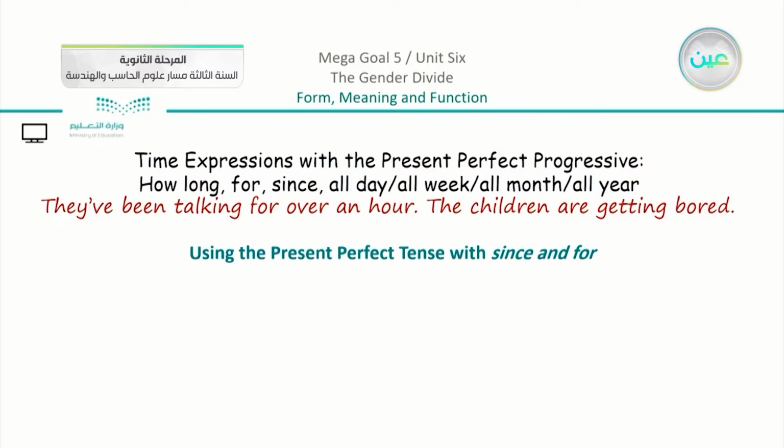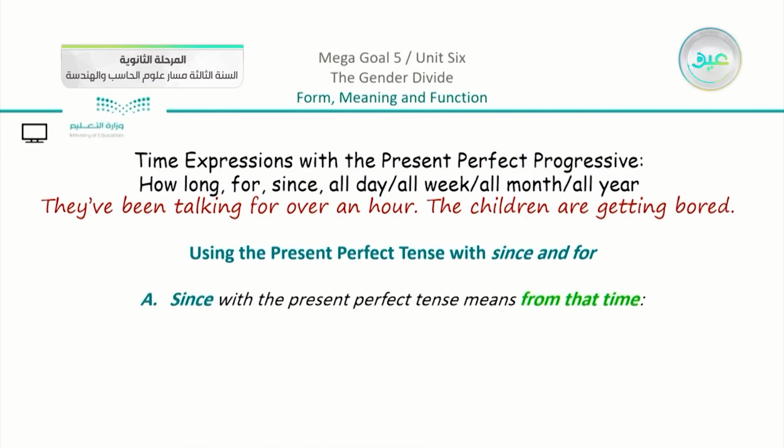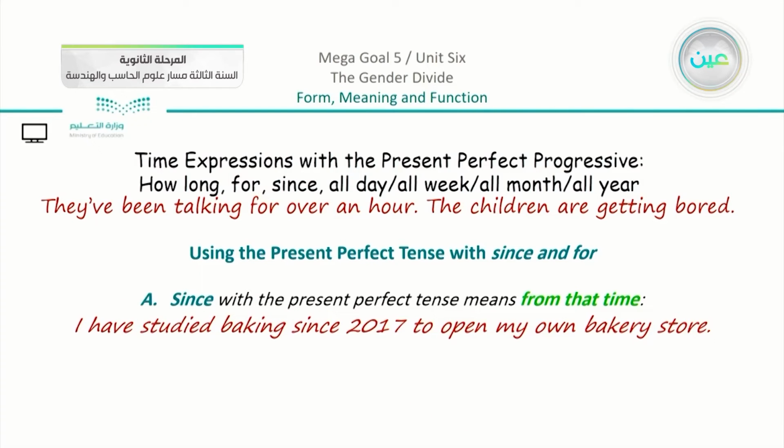Now using the present perfect tense with "since" and "for," we are going to focus on "since" first. With the present perfect tense, it means from that time. I have studied baking since 2017 to open my own bakery store. Now here we have a point in time mentioned, so that's why we have the word "since" here.